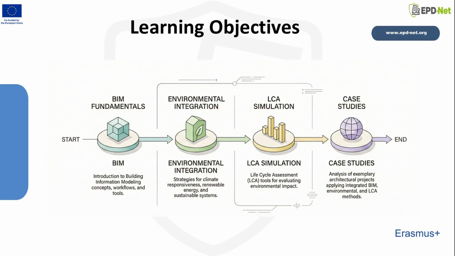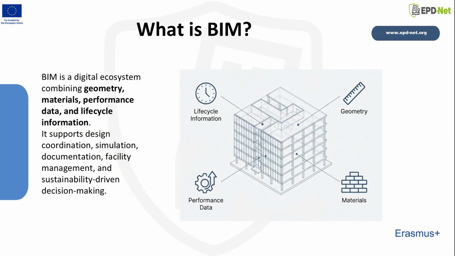Building information modeling is a methodology for representing physical and functional characteristics of buildings in a digital environment. Unlike traditional design approaches that treat geometry and documentation separately, BIM integrates these components into parametric objects enriched with metadata such as material composition, structural properties, thermal behavior, and cost.